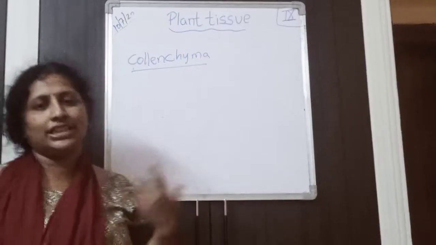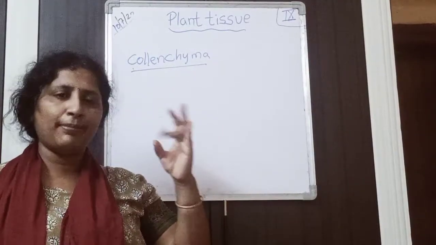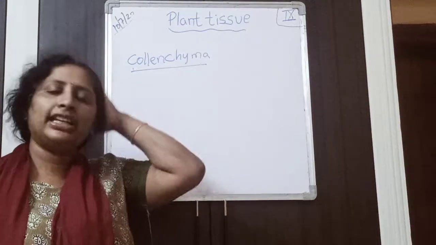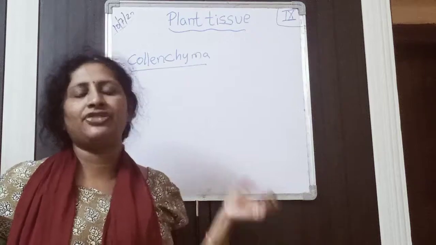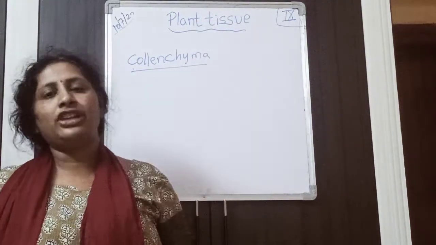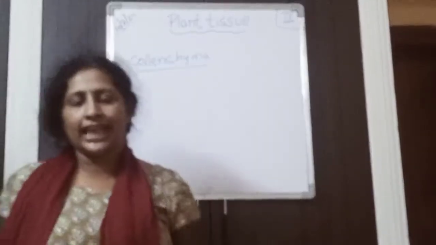Okay, the next tissue is ground tissue. Ground tissue has three types: parenchyma, collenchyma and sclerenchyma. So we have seen about parenchyma, which is also called filler tissue. It is filling the space between different tissues. Now, what is collenchyma?